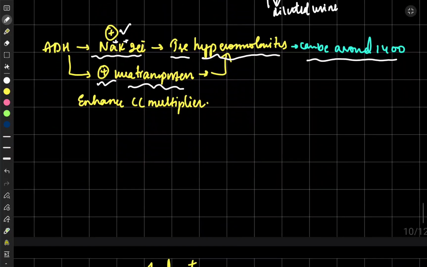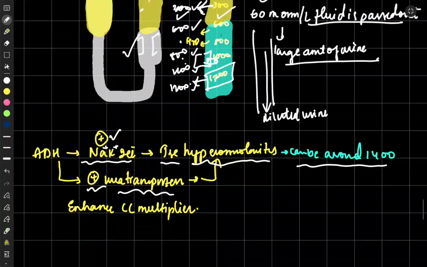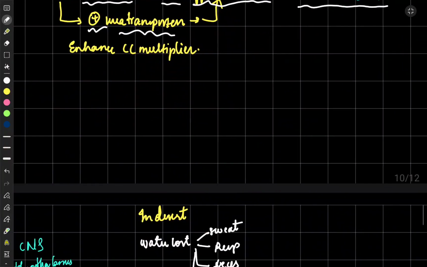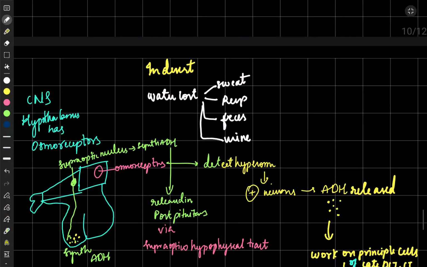In severe conditions where there is an extreme requirement of saving water, the body can produce a medullary hyperosmolarity of 1400, so that maximum water can be reabsorbed, making urine concentrated at 1400 milliosmol per liter. This is done in an extreme case of dehydration.